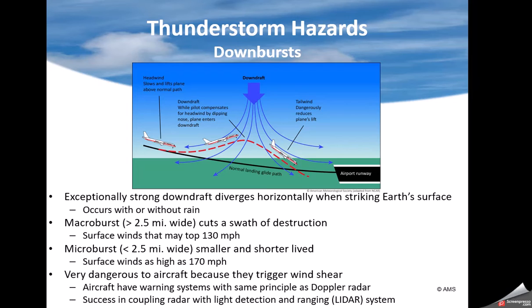Another problem with thunderstorms is the downburst. If you're in an aircraft flying on a glide path into or landing at an airport, or flying out of that airport, you do not want to get into a downburst. The reason being the change in wind direction would be horrible for you. It is going to immediately impact how your aircraft performs. The stronger it is, the more intense it's going to change your glide path.